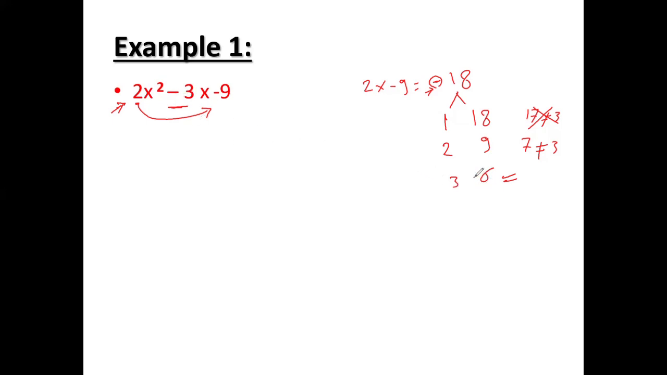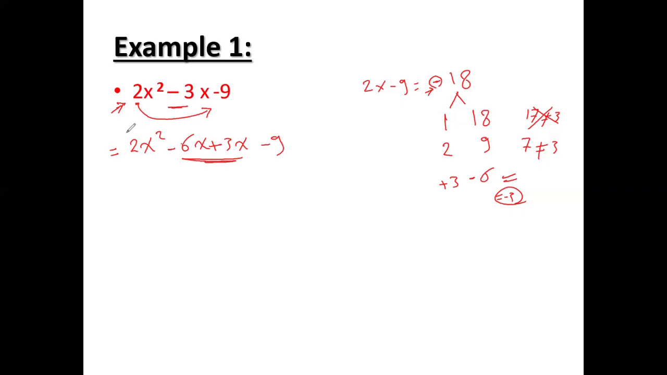And we can say negative 6 plus 3, this is equal to negative 3. So the two terms are 3x minus 6x, and this is equal to negative 3x. So the trinomial will become 2x^2 minus 6x plus 3x, and these two terms are equal to the middle term, minus 9.